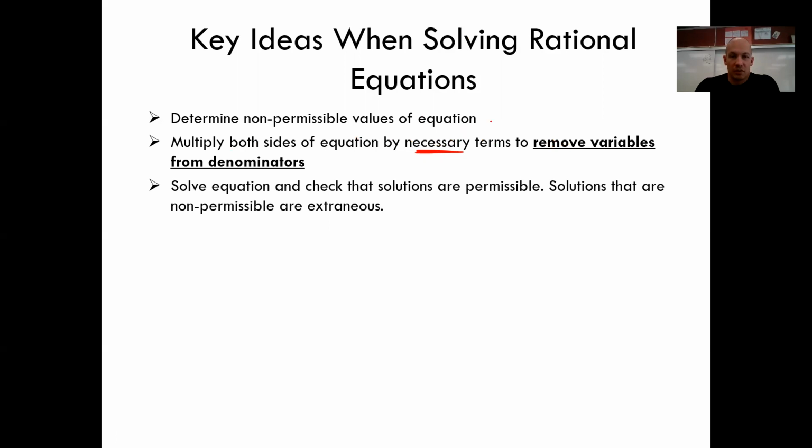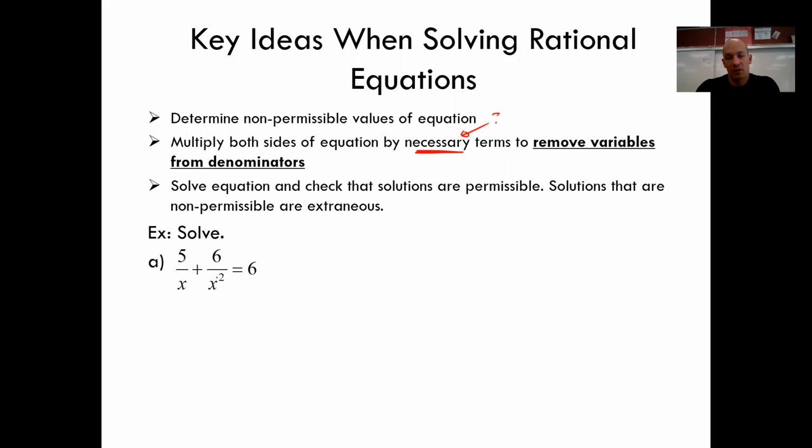We'll talk about this more as things go on. You're going to solve the equation, you're going to check that the solutions are permissible. This is really key because if you get a solution that is not permissible, it's extraneous, and we've seen this before in the radicals unit, especially. So here's a simple little example.